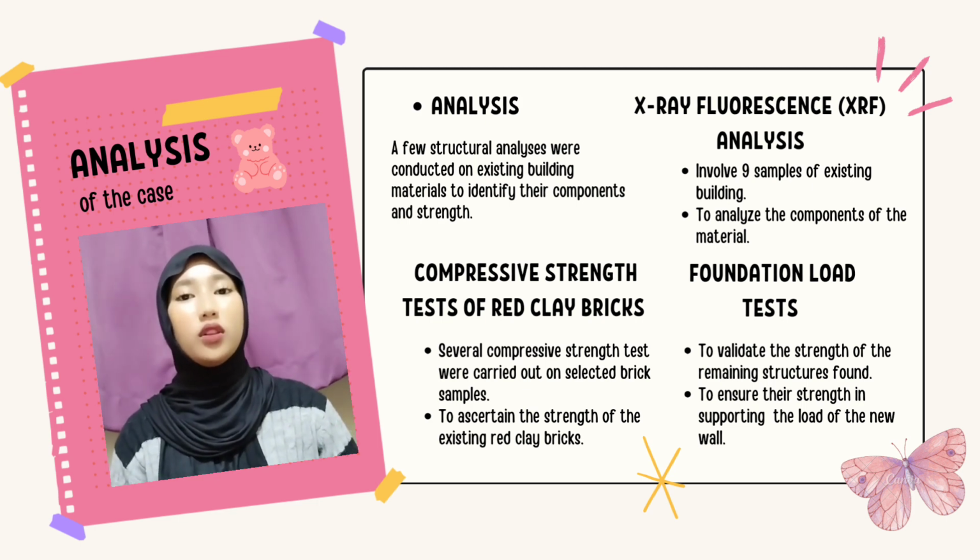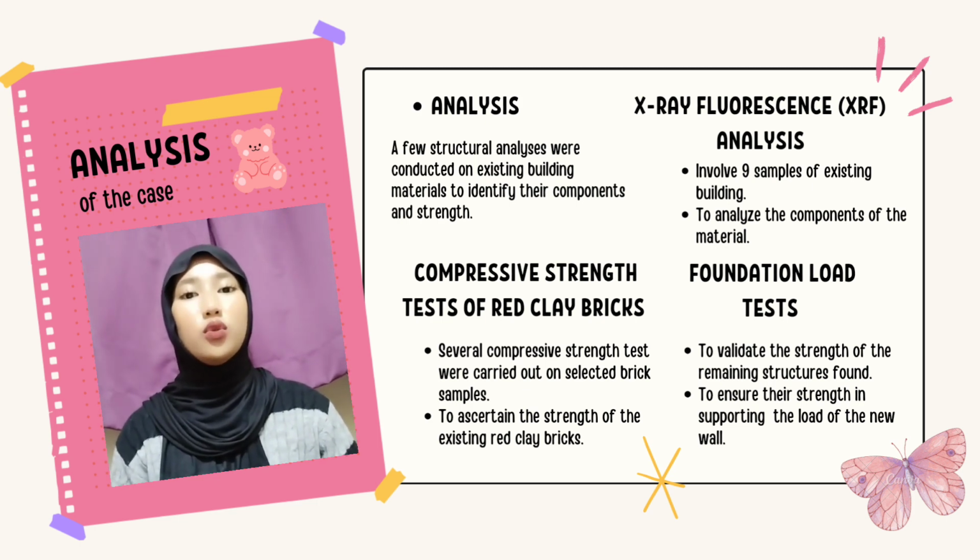Next is the compressive strength test of red clay brick. Most of the old red clay bricks used on the fort wall were handmade and were of different sizes. The old bricks measured between 20.3 cm and 24.7 cm in length and between 9.0 cm and 12.7 cm in width.